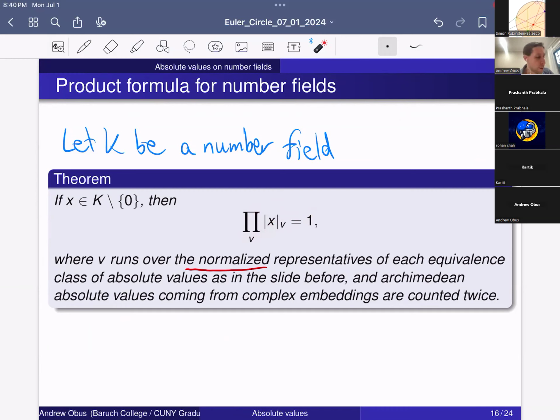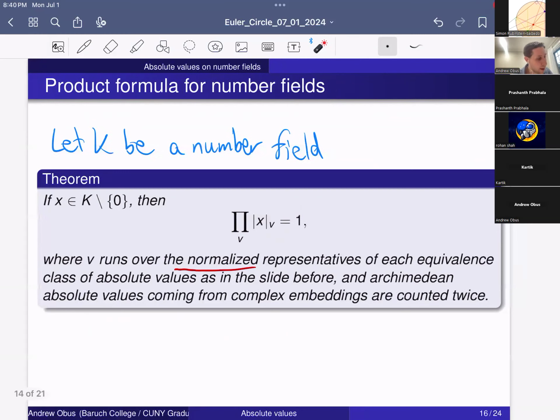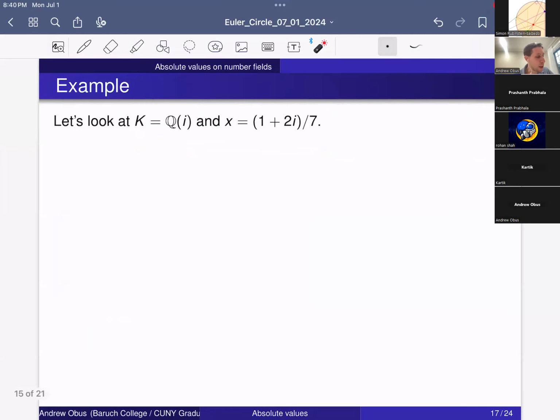So I'm not going to make any attempt to prove this. I haven't even really well defined all of these absolute values, but let me at least show you an example so you can get a sense of how this works. Okay, so let's say that we're looking at Q adjoin square root of -1, and we have x equal to (1 plus 2i) over 7. Okay, well, so what do we have? Let's look at the Archimedean absolute values.